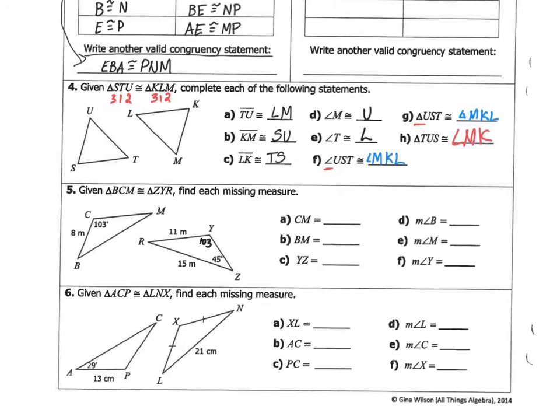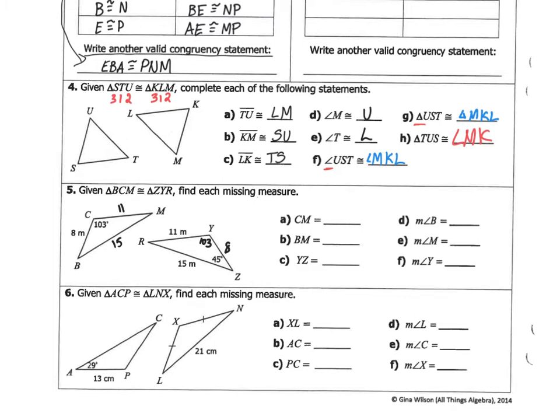All right. CB or BC is the same as ZY, right? So we know that this would be 8. RZ, we know that's going to be the bottom. Good, so this is 15, which leaves 11.